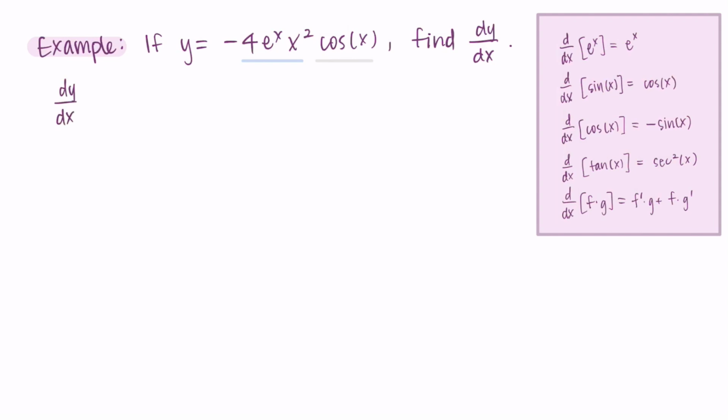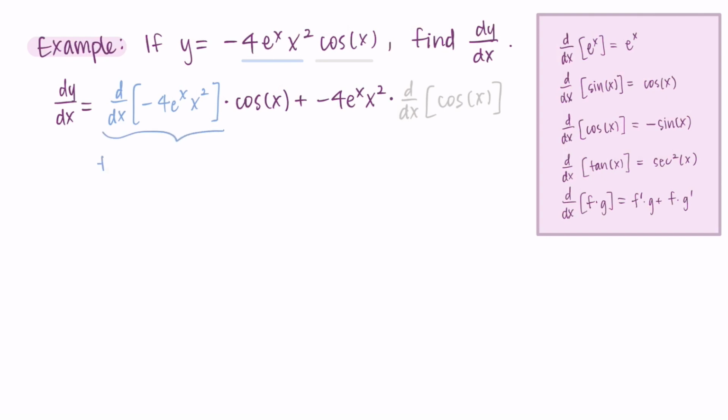Okay, so we are going to take the derivative of negative 4 e to the x times x squared, multiply it by cosine left alone, add it to negative 4 e to the x times x squared left alone, and then multiplied by the derivative of cosine x. So our first derivative, negative 4 e to the x times x squared, is going to need another product rule. It has e to the x times x squared, so we're going to have to use the product rule again on that. But we can take our other derivative. The derivative of cosine is negative sine. So let's rewrite this with the information we have.